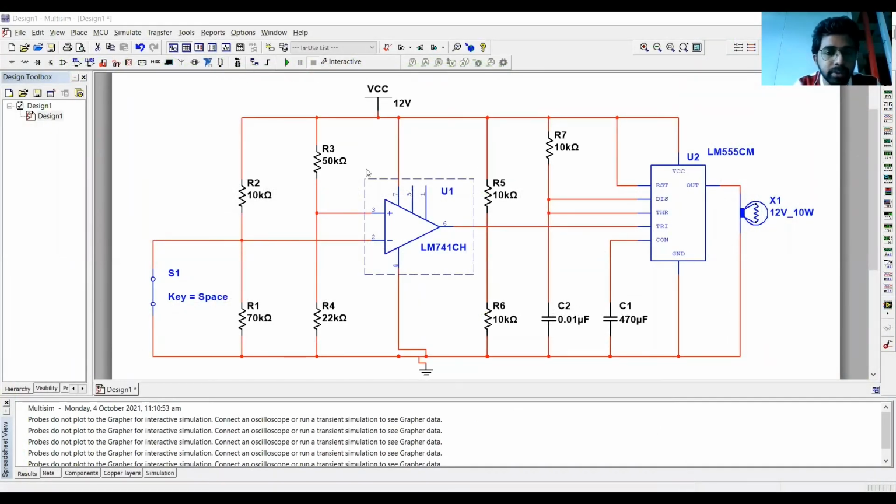Hi, my name is Suresh Kumar Shanmugam. I'm here to explain the circuit diagram regarding our project, which is an automatic lighting system for a bedroom. This is our circuit diagram.